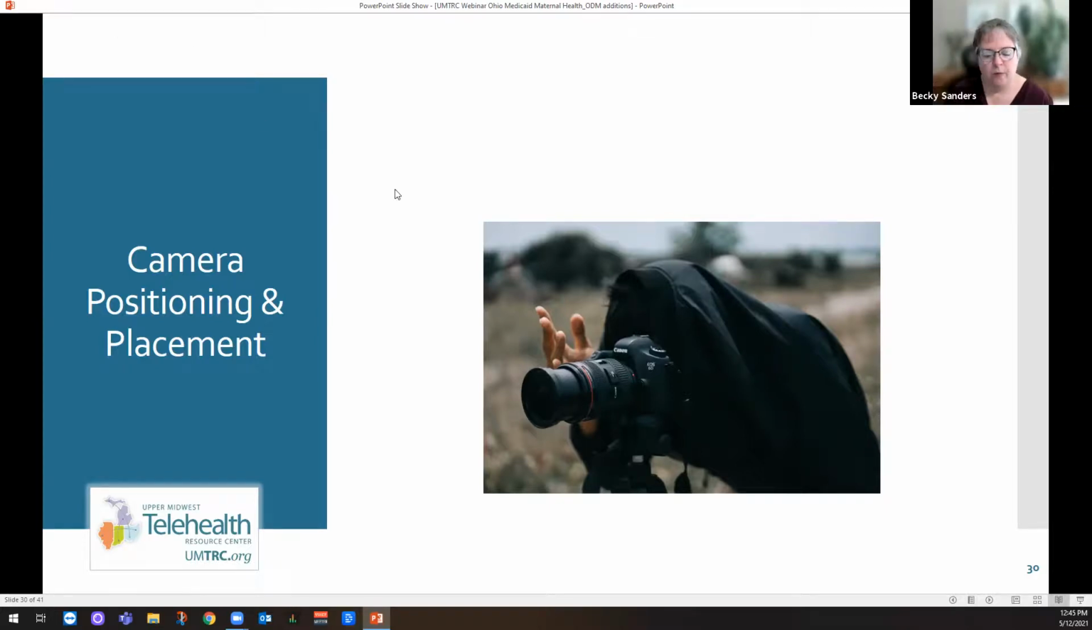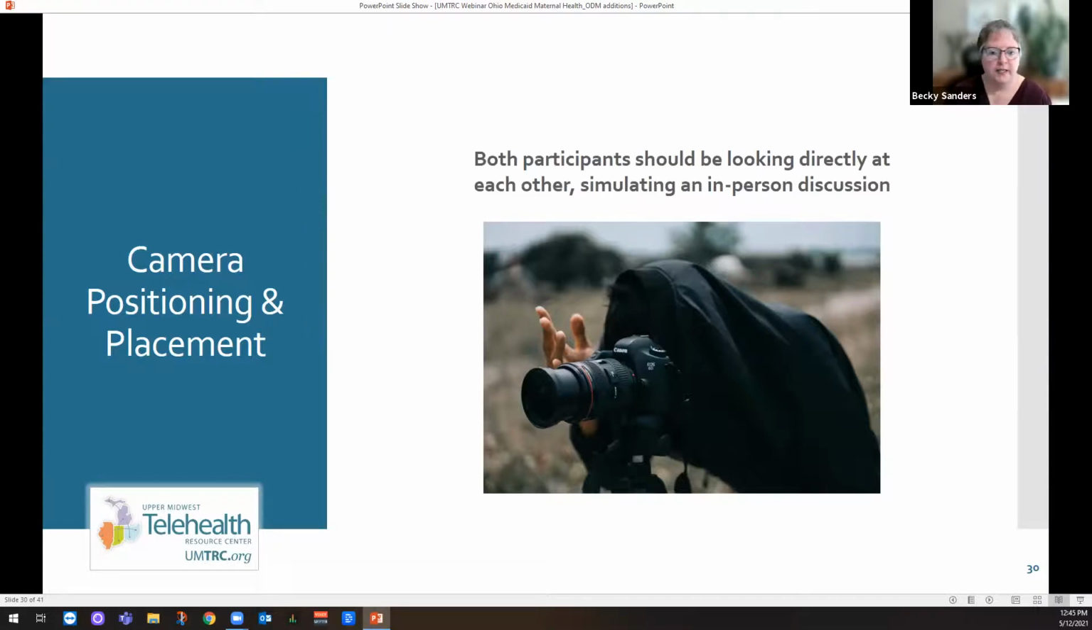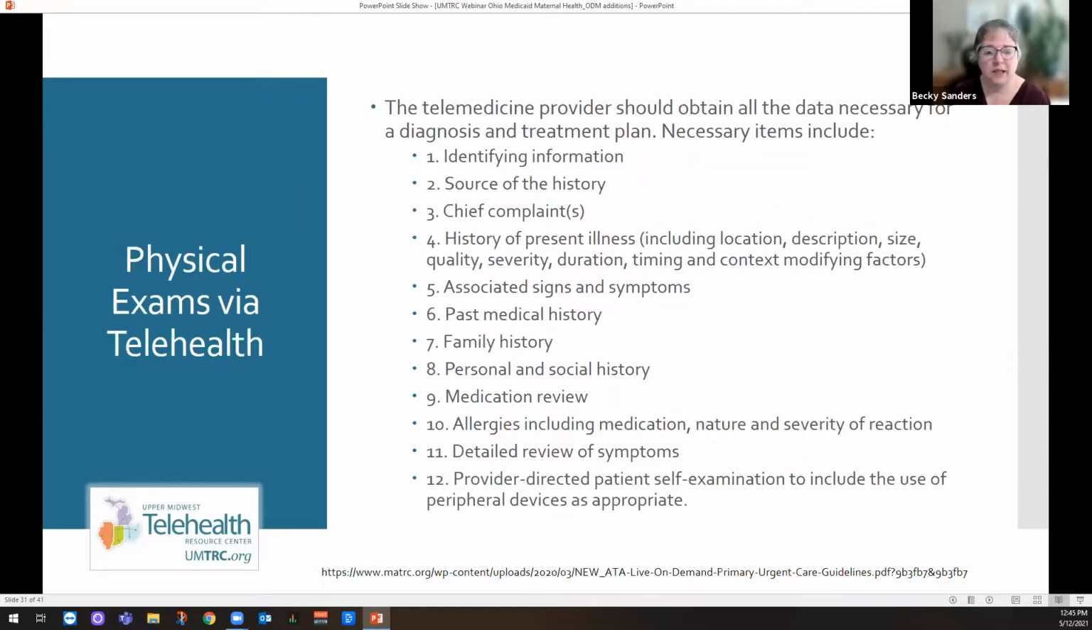So the camera positioning is very important, and really it's like getting your photo taken for a large group photo. You need to keep your eye contact there with the camera. And it takes getting used to. It's not necessarily normal or easy or anything like that, but when you're presenting as a provider to a patient, that's how you're going to get the best connection with the patient.